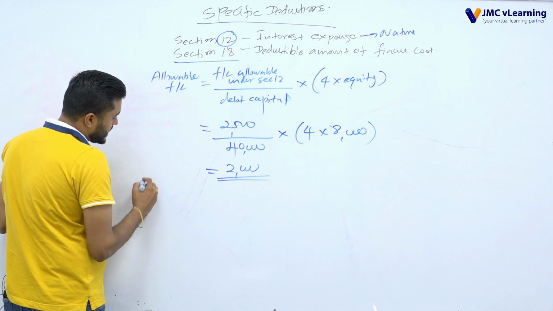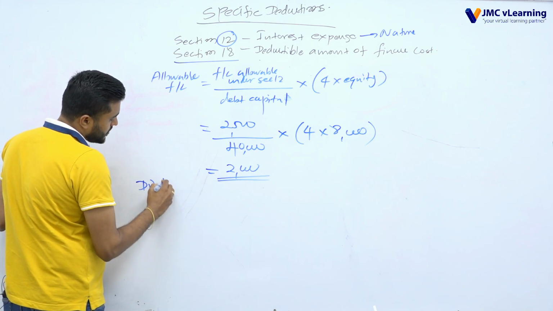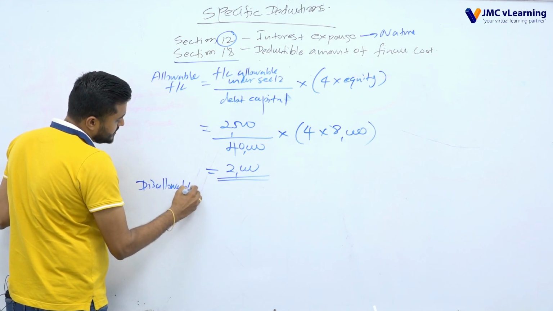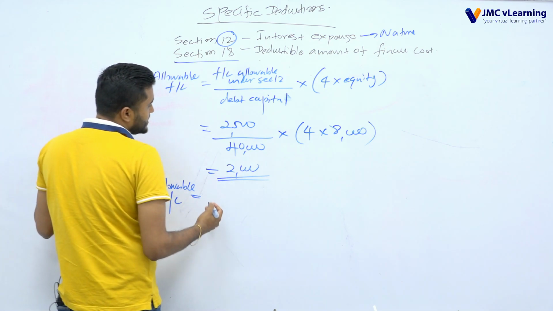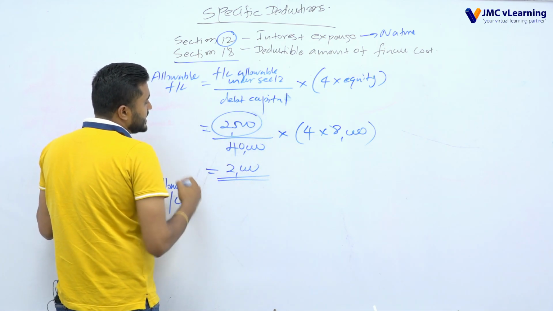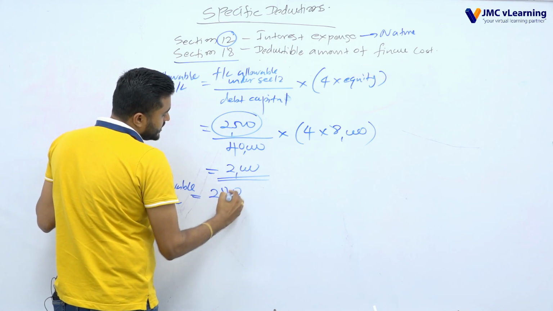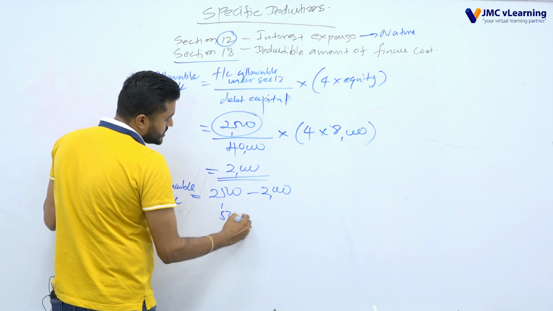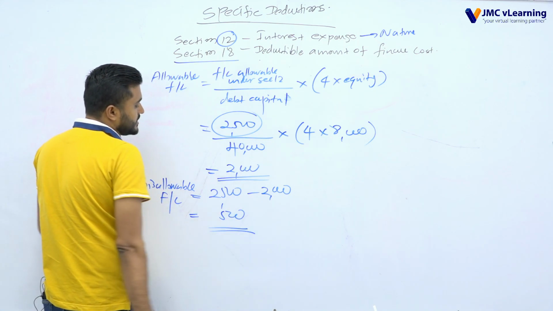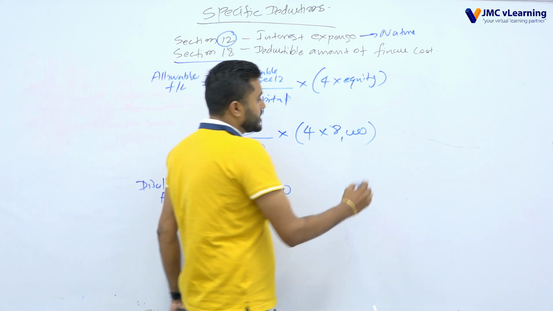Here you can calculate the disallowable finance cost. How much have you already deducted? That is 2500 from accounting profit, but for tax purpose only 2000 is allowed. So the disallowable part is 500. So how can you adjust this?